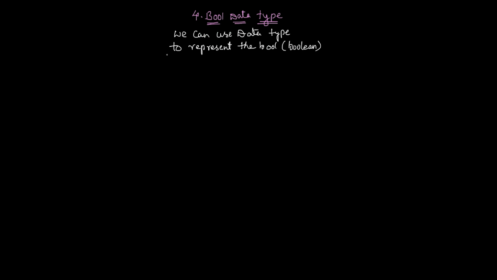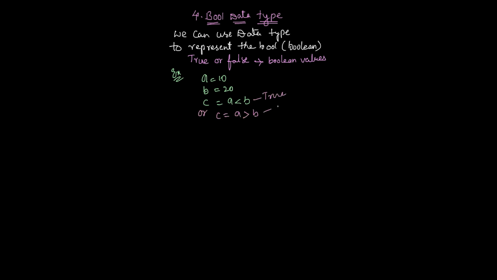Fourth one, bool data type. We can use bool data type to represent the boolean value, true or false. So it represents true or false. For example, A is equal to 10, B is equal to 20. Then C is equal to A less than B. So this is true. Or C is equal to A greater than B. This statement is false. So it represents two values, that is true or false.